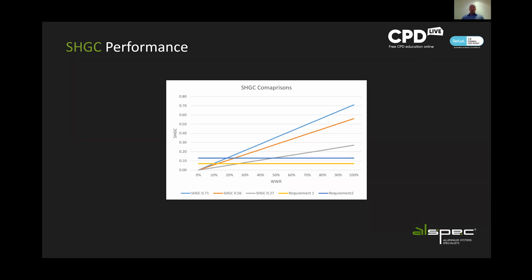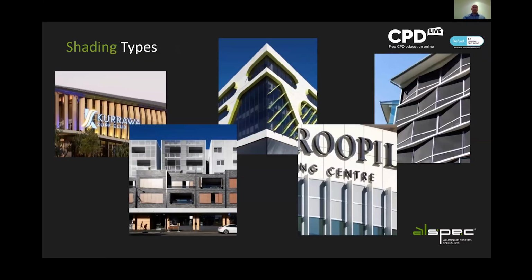A decent performing SHGC at 0.27, you're looking at almost 50% window to wall ratio. In an aged care facility in Melbourne, you are looking at less than 30%. If you're using clear glass, well, you're down at less than 10% for an aged care facility in Melbourne, less than 20 for an office in Sydney. So it's not going to be easy. But what they don't take into consideration is shading.